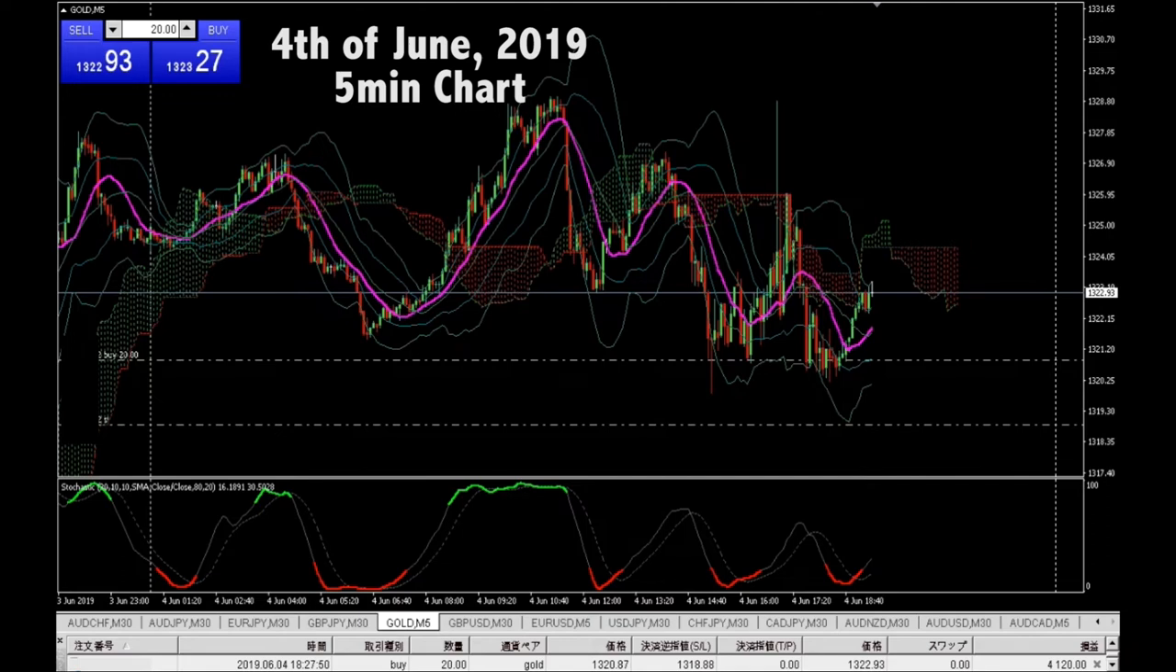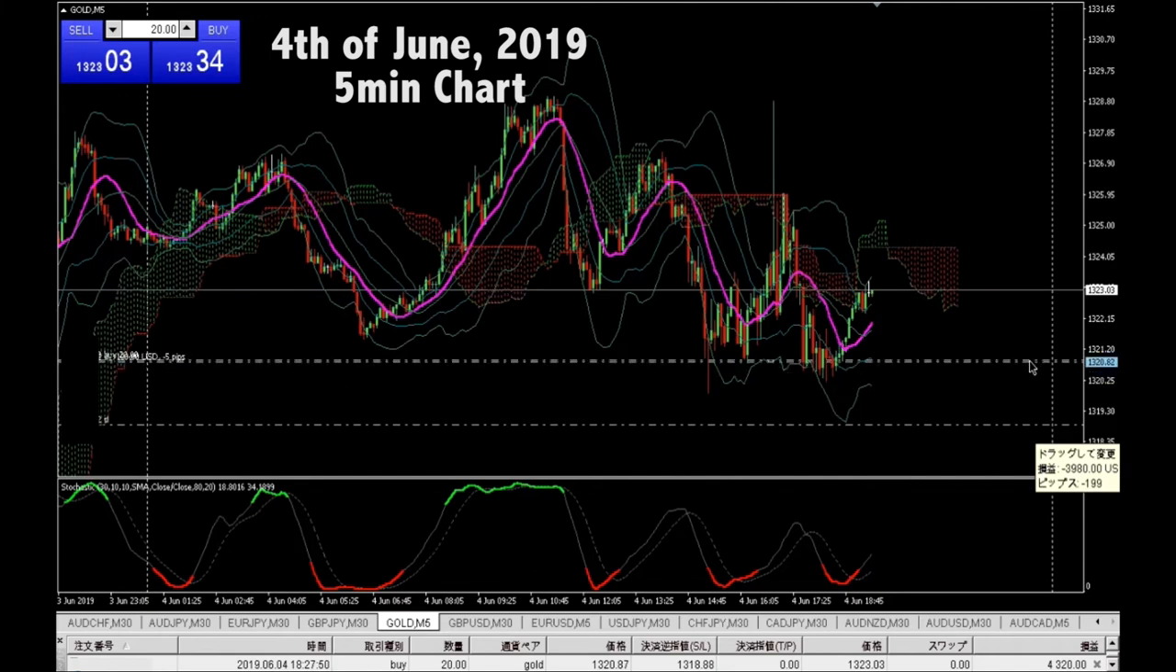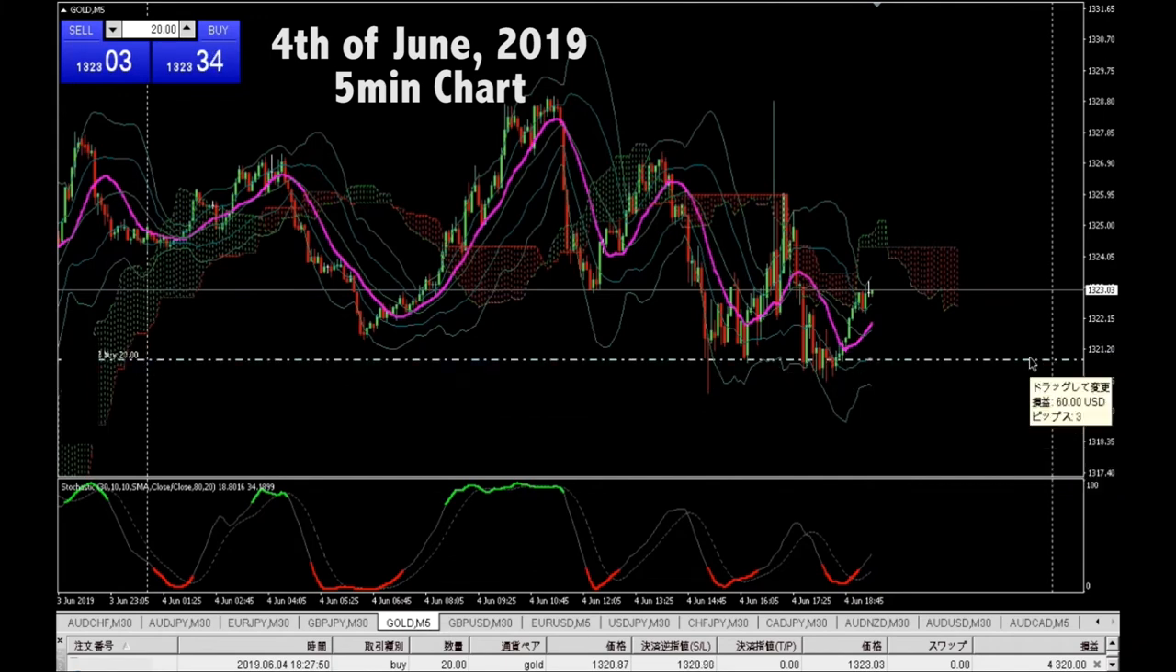Stochastic is showing divergence, so I will move the stop loss right above my position so that I won't wake up with some bad feeling from a loss cut tomorrow. Just kidding. It's half joking, half true, but I'm kind of expecting that the price will go up, and I think it will, but we never know.